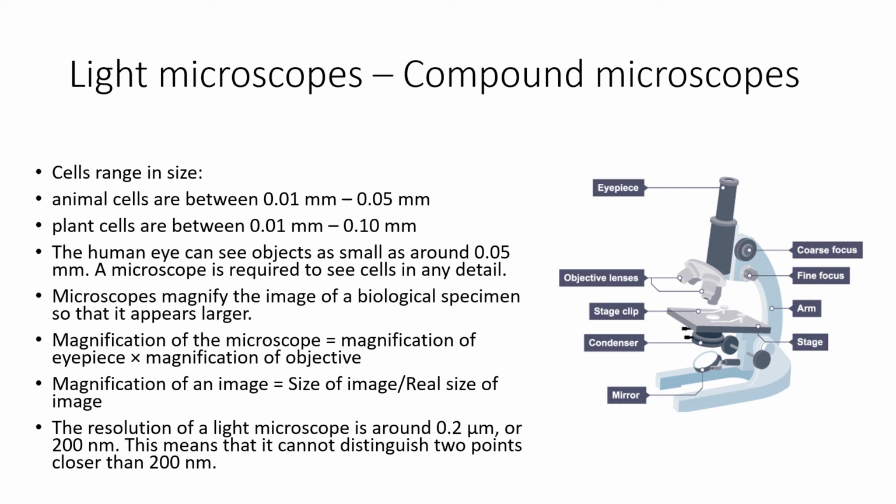So microscopes magnify the image of a specimen so that it appears larger. So the magnification of a microscope is the magnification of the eyepiece times the magnification of the objective. But the magnification of an image is the size of the image divided by the real size of the object. So the resolution of a light microscope is around 0.2 micrometers or 200 nanometers. This means it cannot distinguish two points closer than 200 nanometers.